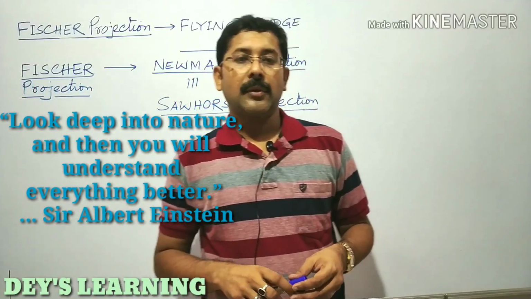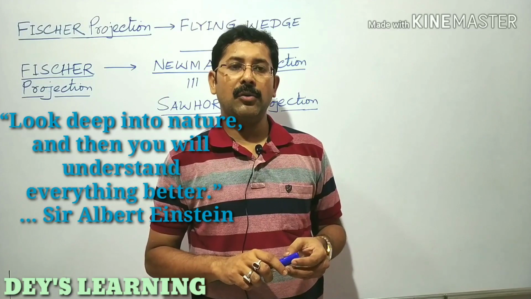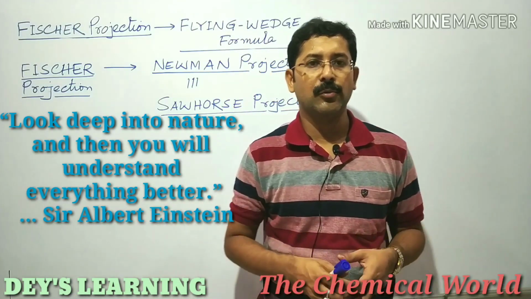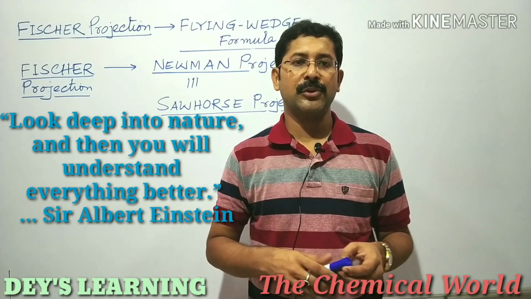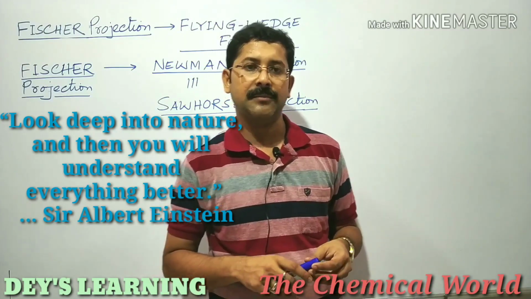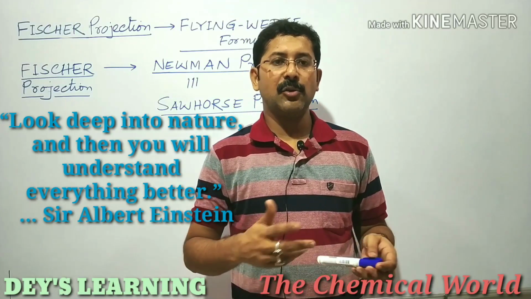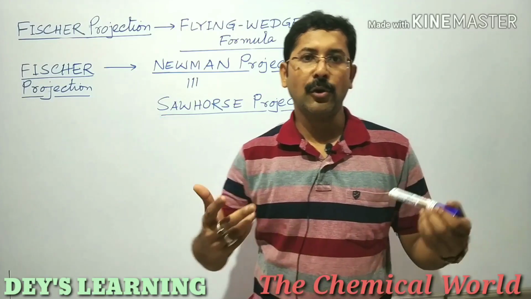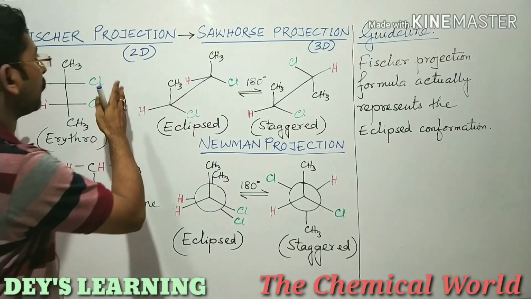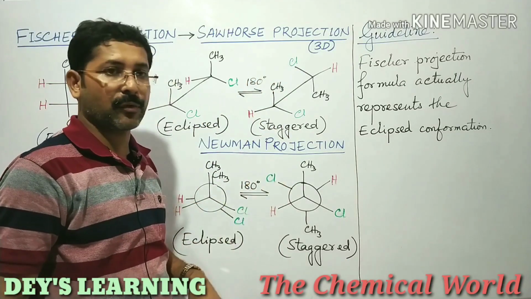Hello guys, today we are going to learn the interconversion among 4 types of projection formulae, that is Fischer projection, Flying-Wedge projection, Newman projection and Sawhorse projection. This is very important to learn the stereochemistry of any organic reaction. So let's go. Now we want to convert the Fischer projection formula into the Sawhorse or Newman projection formula.